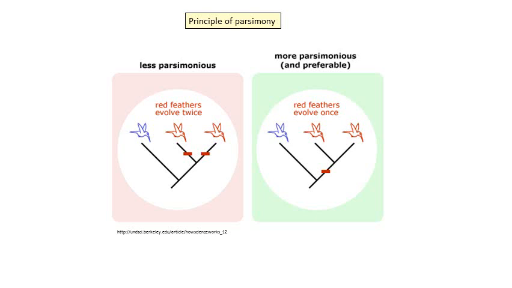In the diagram on the left, when we look at these red bars, we are inferring that a mutation that led to red feathers occurred twice in the history of these three species, in contrast to the diagram here on the right, where we see only one red bar inferred that would explain red feathers in all of these. So the diagram on the right is more parsimonious. Why? Because we only have to infer one mutation instead of two as we do in the diagram on the left.